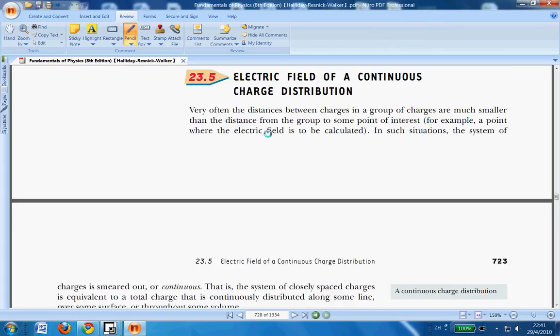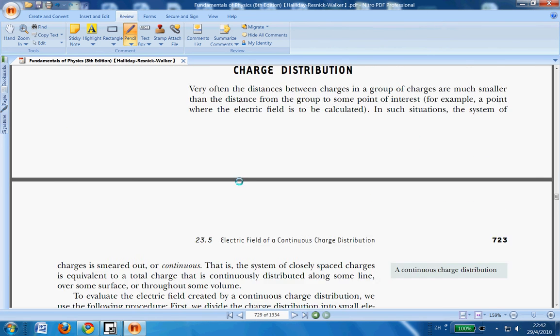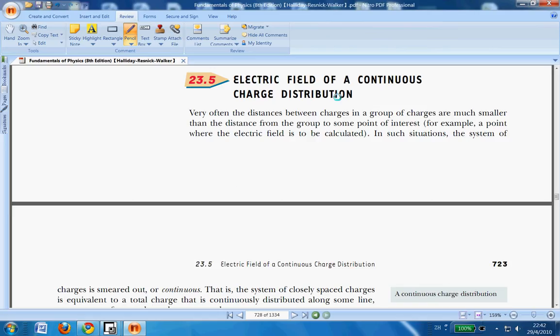And then in the next lesson, we will talk about the electric field of a continuous charge distribution. In this lesson, we just talked about a point charge, not a continuous charge distribution. Yes, that's the end of this lesson.